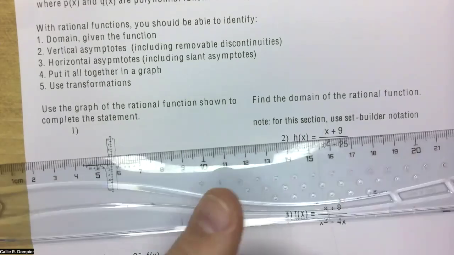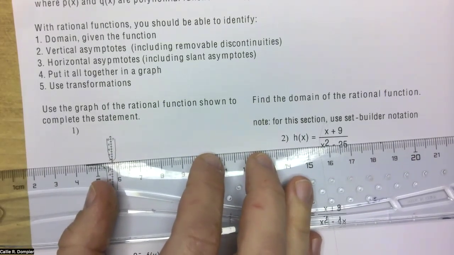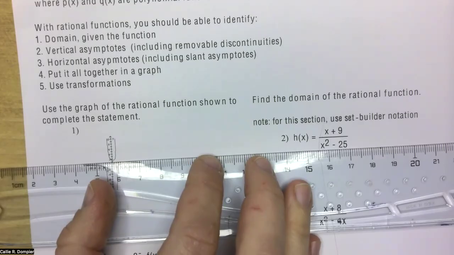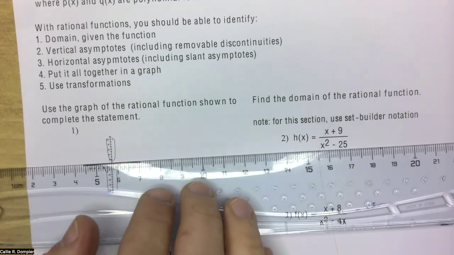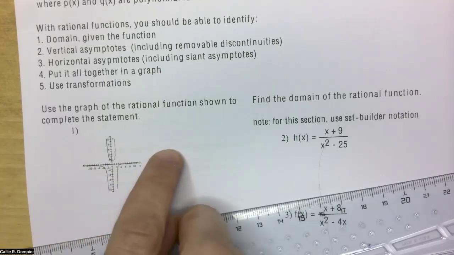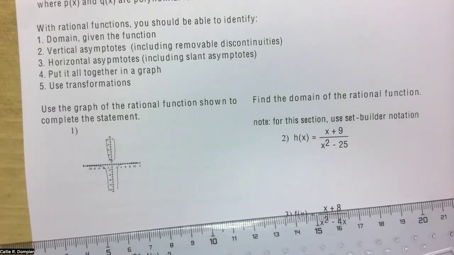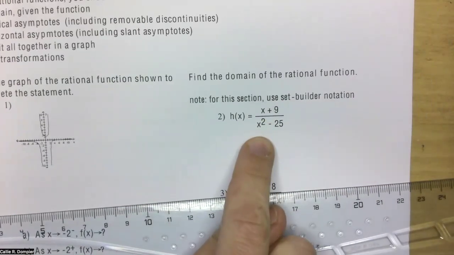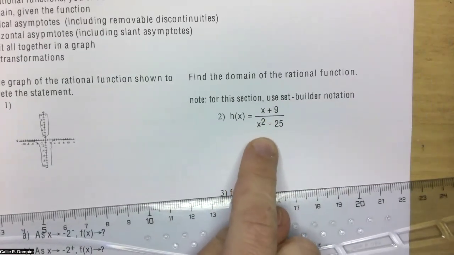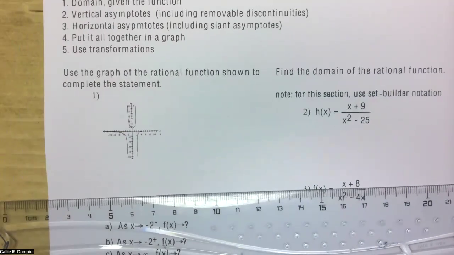Horizontal just means this way, right? So a horizontal asymptote, same thing. The graph will never touch that line, I should say. And then we also have oblique asymptotes or slanted asymptotes, okay? Then we want to be able to graph a rational function. So here's a rational function. Could you graph it if you had to? All right, that's what we're doing today.